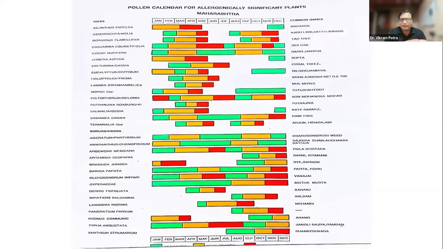So there are different pollen calendars area wise. This is an example of a pollen calendar of Maharashtra. Different pollens are mentioned and the pollination season is mentioned.